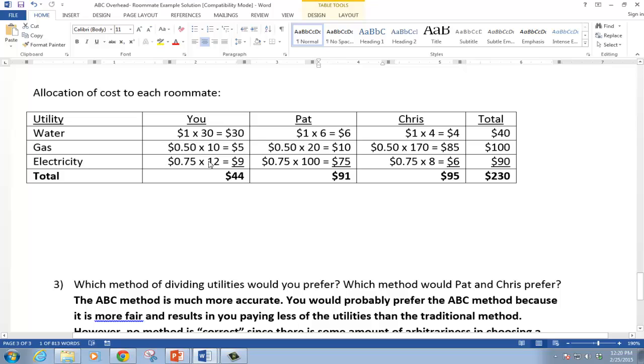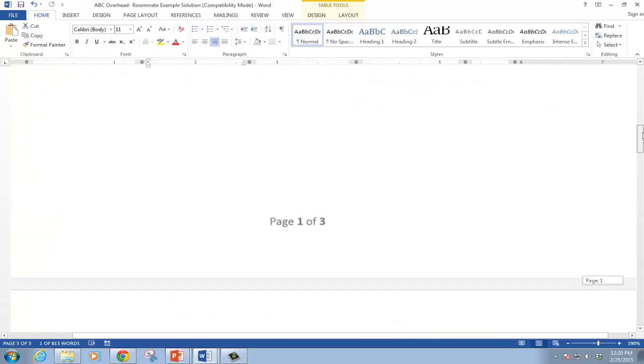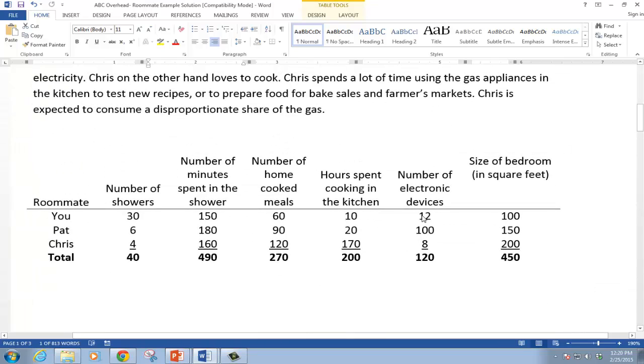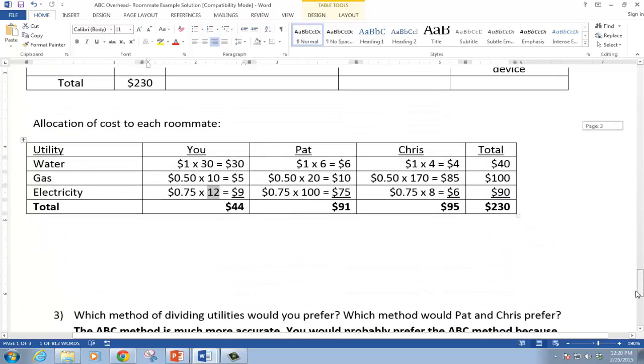Electricity, you've only got 12 electronic devices, and this 12 comes from this 12 right here. So that's $9. 12 times 75 cents per electronic device is $9. Add all that up, that's $44 that you pay for the total of the utilities.